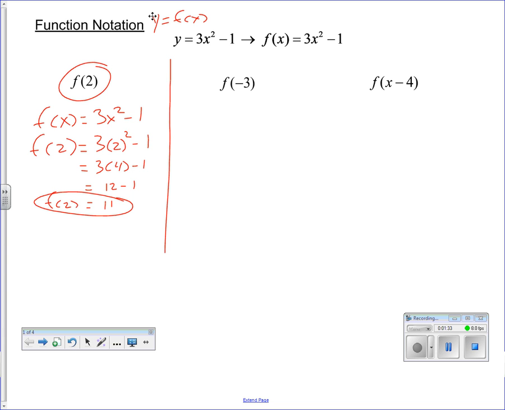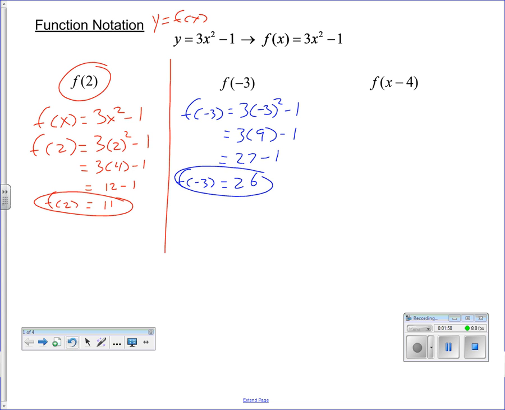f of negative 3 is going to be 3 times negative 3 squared minus 1. I replace x with the input value of negative 3. And so that's going to be 3 times a positive 9 minus 1. 3 times 9 is 27, minus 1, we get 26. So f of negative 3 is 26.